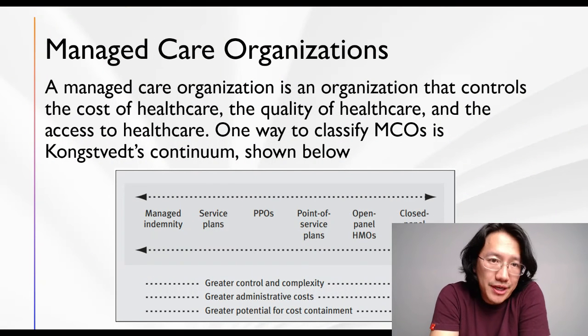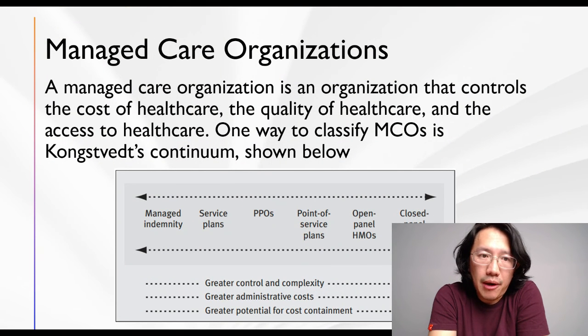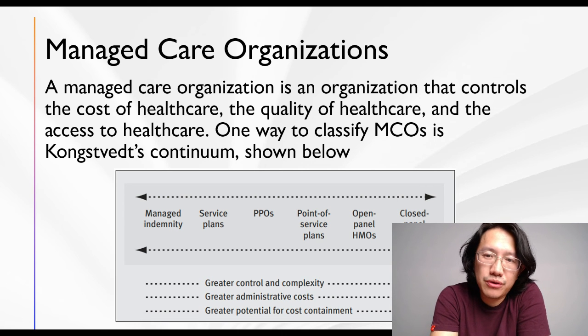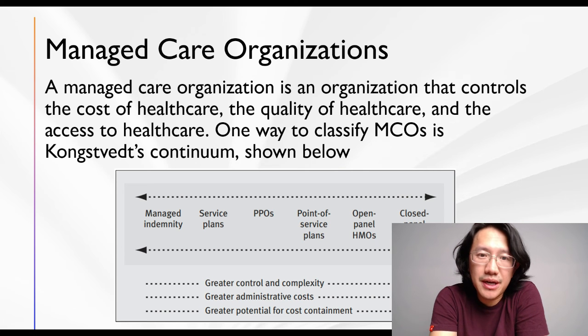Next, we talk about managed care organizations. A managed care organization, which we touched on earlier and included 2 of those earlier, is an organization that controls the cost of healthcare, the quality of healthcare, and access to healthcare. One classic way to classify managed care organizations is this little chart that I've shown below.